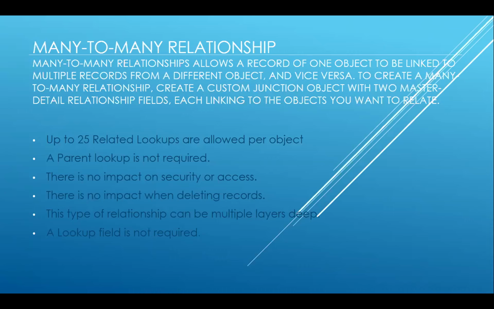So to do this, you actually create a junction object. Then you have master detail relationships to the other objects, so basically one of each of those to the other objects that tie to that junction object. And then you can utilize the junction object to keep track of things and use that as your related list, or a report out of that. Some of those things in a junction object have no impact on security or access.